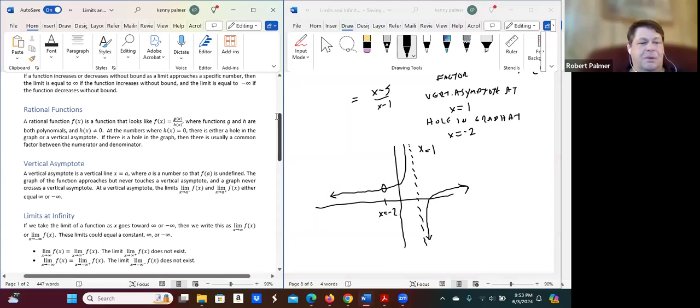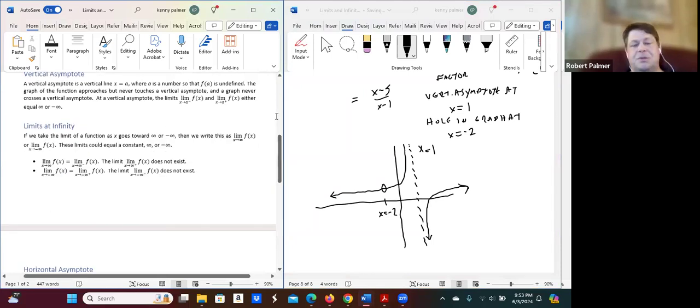Limits at infinity. This happens when we think about taking x toward either infinity or negative infinity, getting larger and larger in a positive or negative direction. What happens to our function? As we take a limit as x goes toward infinity or negative infinity, we write it like this. These limits could be equal to a constant, or they could go to positive infinity or negative infinity. It depends on the function.